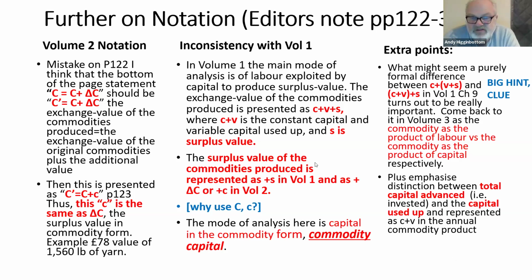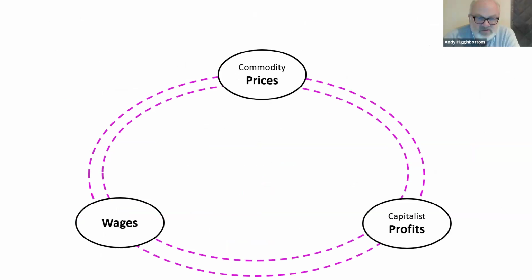There are a couple of extra points. When you go back to this C plus V plus S in volume 1, you might notice that Marx actually gives two alternative representations of that. And that happens to be a very big clue to what he's going to develop in volume 3, which is a difference between the product of labor exploited by capital and the product of capital exploiting labor. It just switches the view of the relation. But that's a kind of an aside.